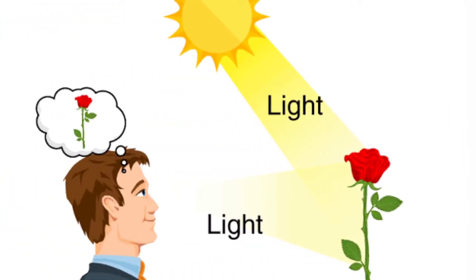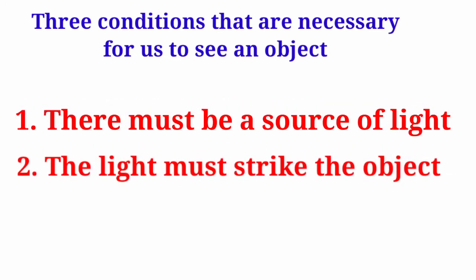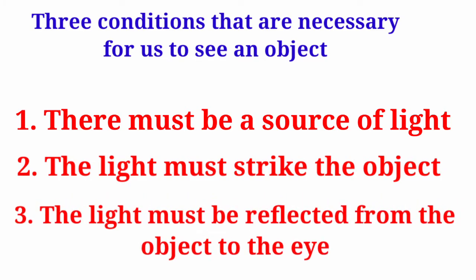So we can conclude that there are three conditions that are necessary for us to see an object. Number one, there must be a source of light. Number two, the light must strike the object. Number three, the light must be reflected from the object to the eyes.